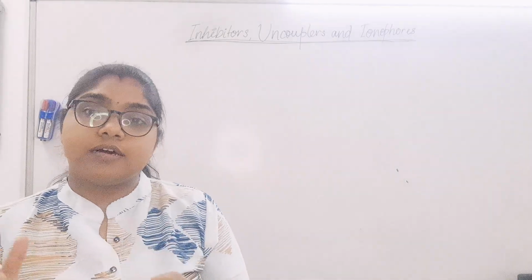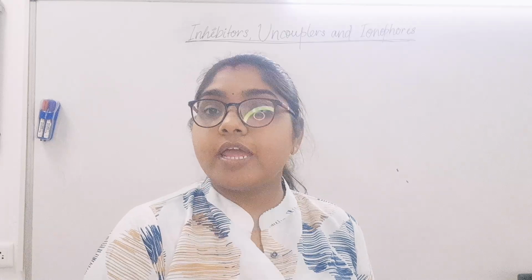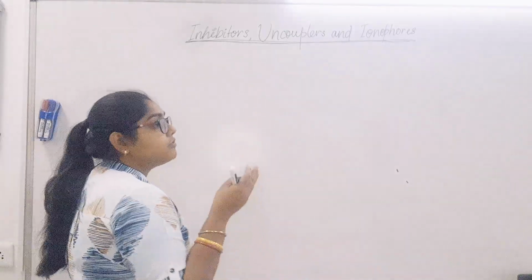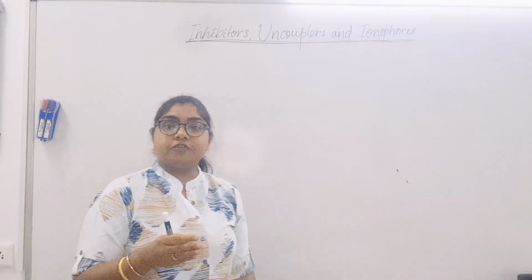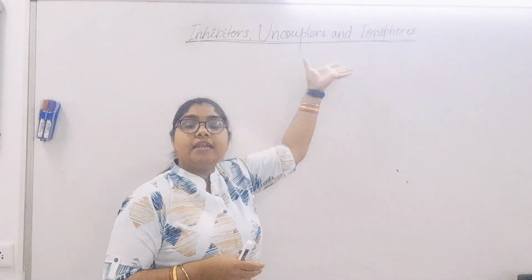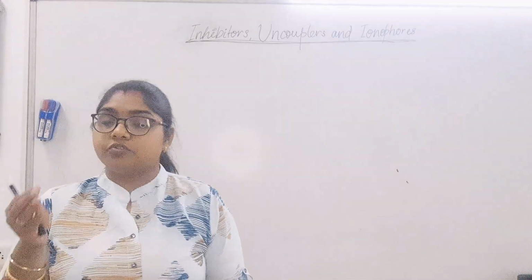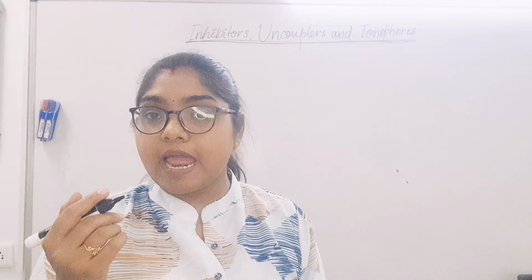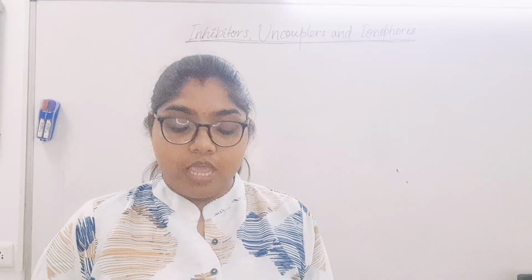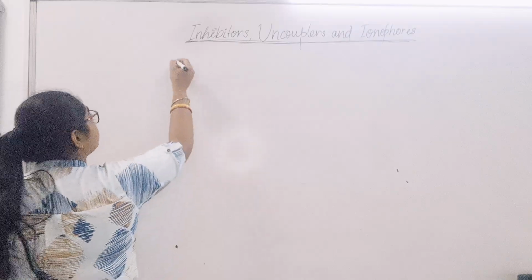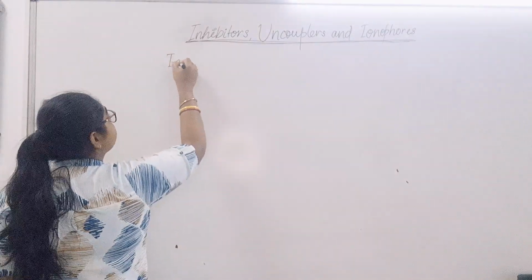So these chemical substances are categorized into three types. There are three types of chemical substances which block oxidative phosphorylation. They are inhibitors, uncouplers and ionophores. So today we are going to discuss these inhibitors, uncouplers and ionophores. So let's start with the inhibitors.